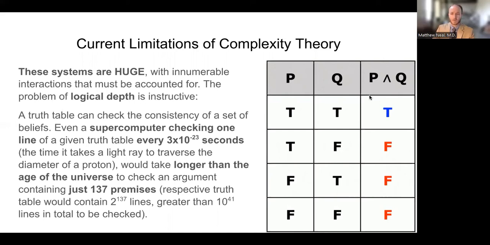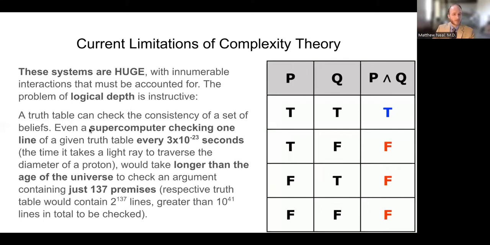So this particular truth table on the right, it's got two variables. That leads to 2 to the 4 rows in that truth table. So you can check it. You can check the truth table, see if it's consistent, and great.